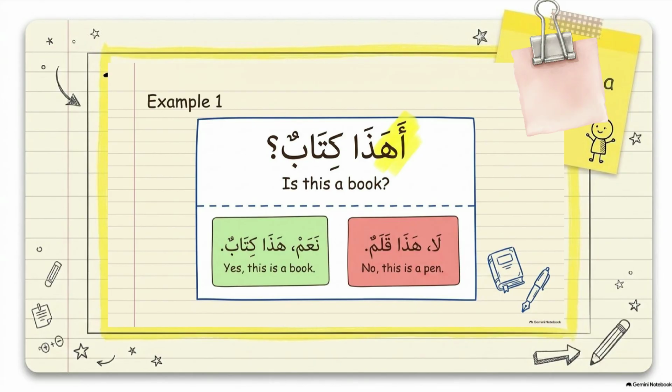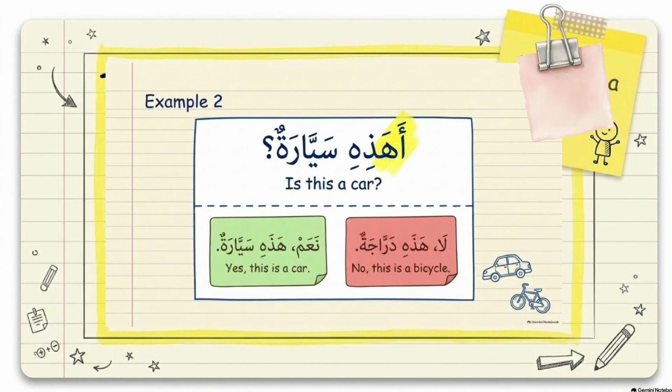But if the answer is no, we would say la, hada qalam. No, this is a pen. Notice how everything in this example is perfectly aligned. It's all masculine. Moving on to example 2. Is this a car? Here we see the feminine ta marbata ending on the word sayara, which means car. So, to ask, is this a car? We say, ahadihi sayara? Once again, ahadihi sayara?